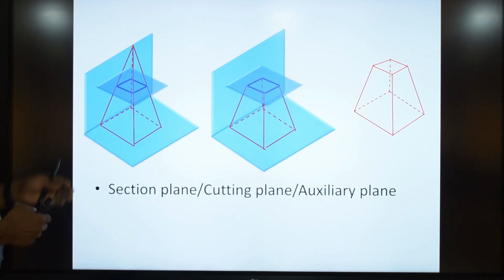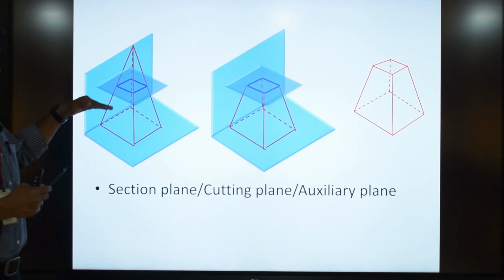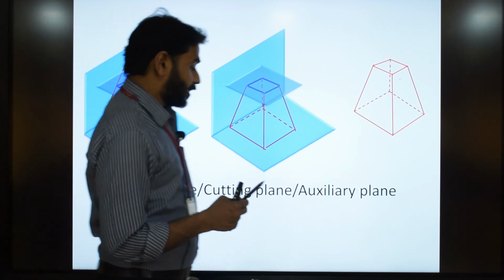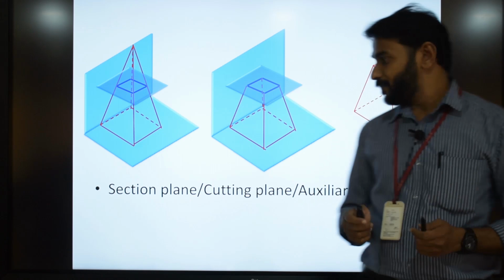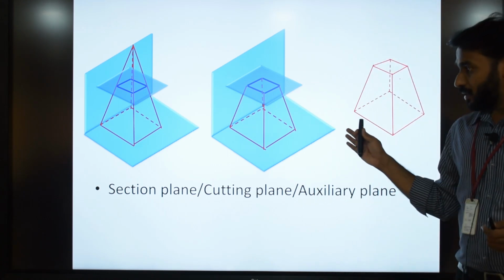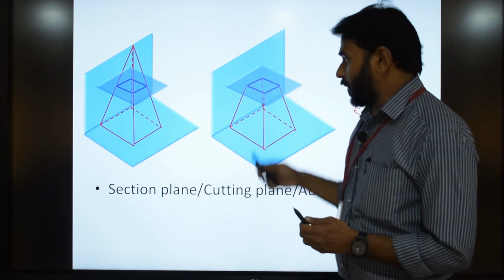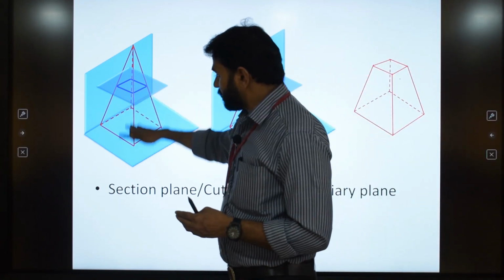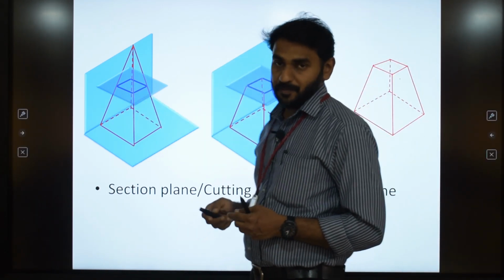Now we have come across a few terms in this topic. First one is section plane. It is also called cutting plane or auxiliary plane. So here this is the section plane which is parallel to the horizontal plane.